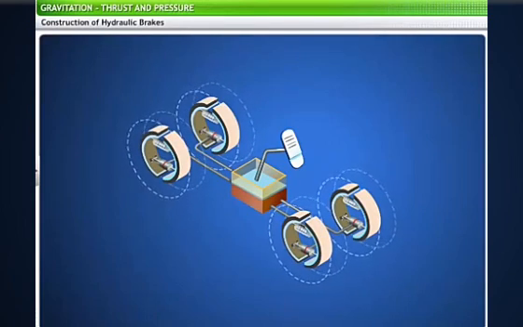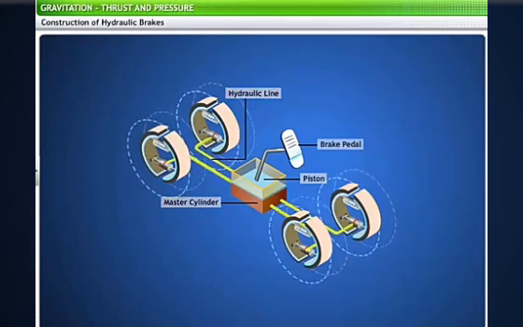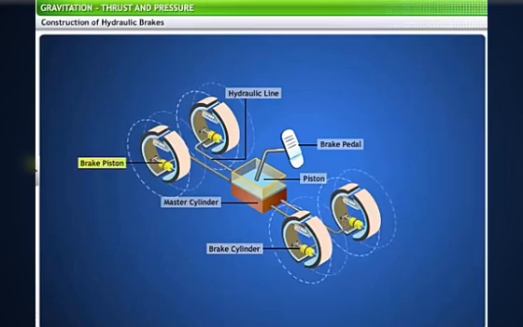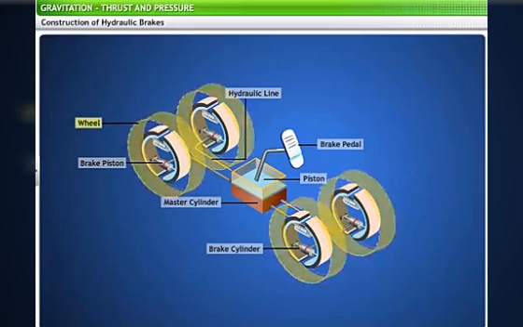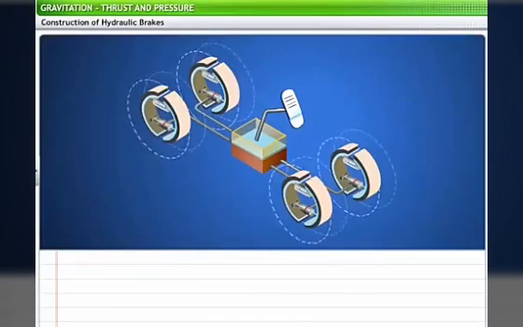Let's see how this principle is applied in the construction of hydraulic brakes. A hydraulic brake system consists of a brake pedal, a piston, a master cylinder, 4 hydraulic lines, 4 brake cylinders, 8 brake pistons, 4 wheels, 4 restoring springs. Now let's see how hydraulic brakes work.